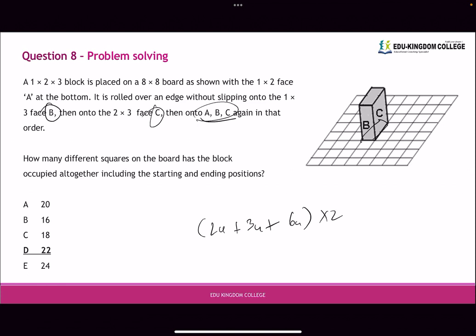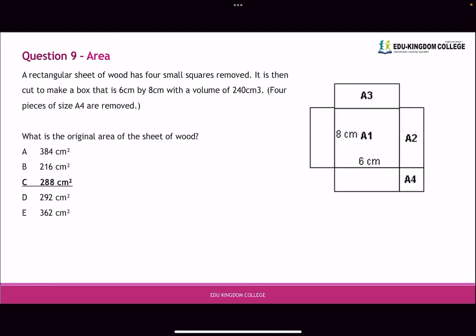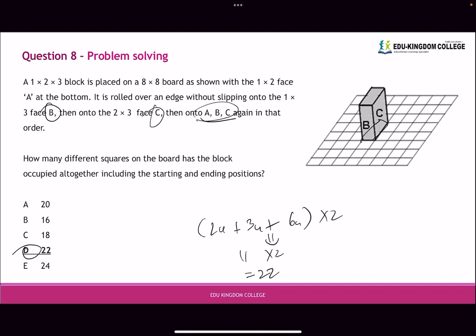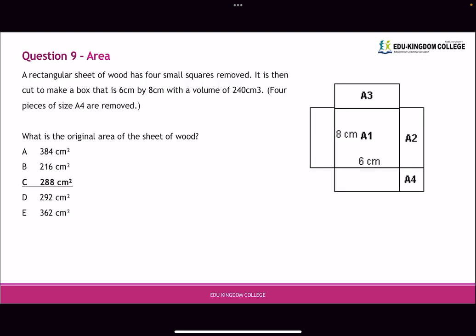So we're going to multiply it by 2. So 2 plus 3 plus 6 should give you 11 times 2 equals 22. So make sure when you're doing this question, it's inclusive of the starting and ending positions. Okay, so that was an important little bit in that question.